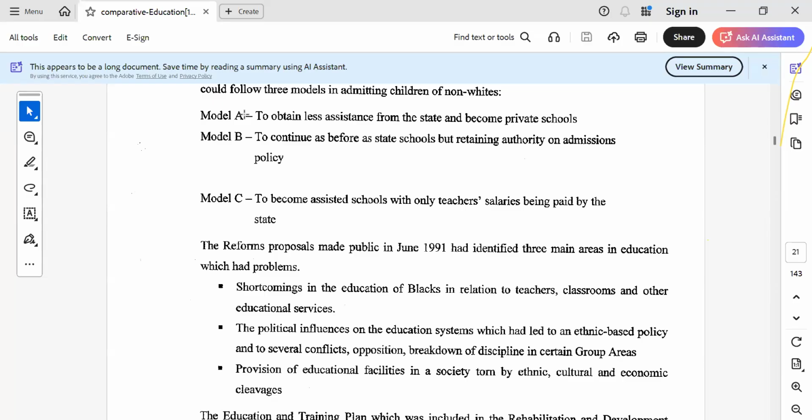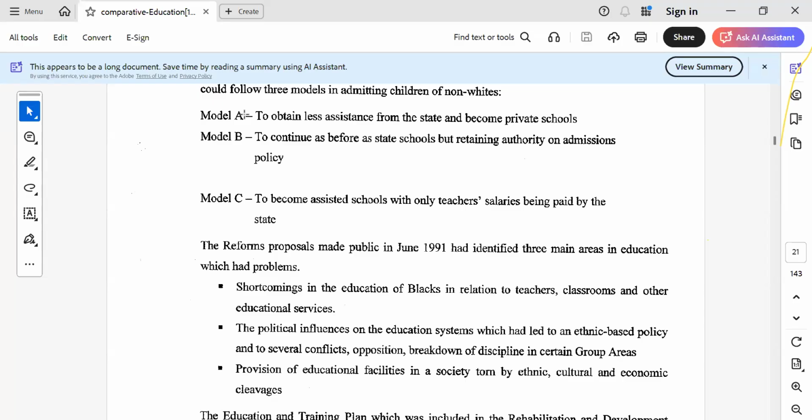And model B, to continue as before as state schools, but retaining authority on admission policy. Even though it is a state school, there is an admission policy. Model C, to become an assisted school with only teachers' salaries being paid by the state. So for the non-whites, there are 3 types of schools, model A, B, C. Right? This is in 1990.